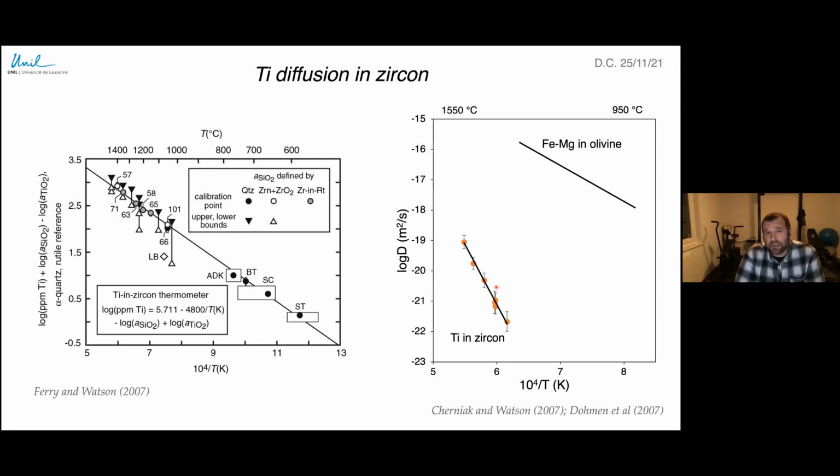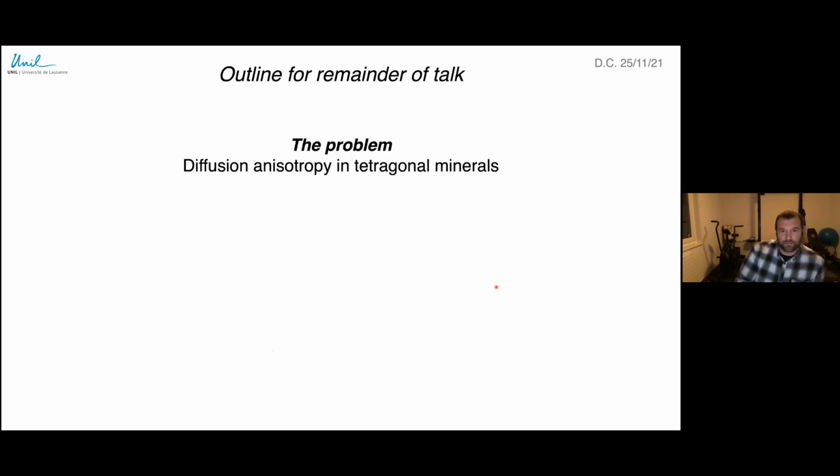Now, this makes this thermometer all the more appealing for two reasons. First, it makes it easy to apply. I mean, we don't have to think about how to model how diffusion may have modified the concentrations we're looking at. And it means that we're always getting a crystallization temperature from zircon, which by and large, I would say is usually what we're interested in when we're applying different thermobarometric systems.